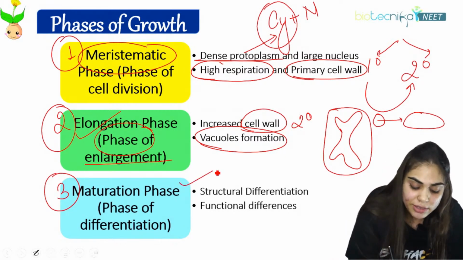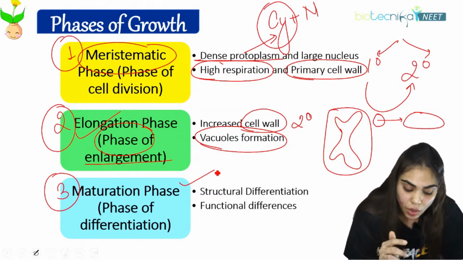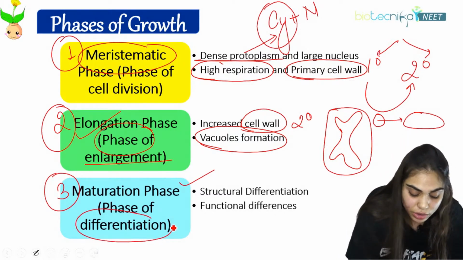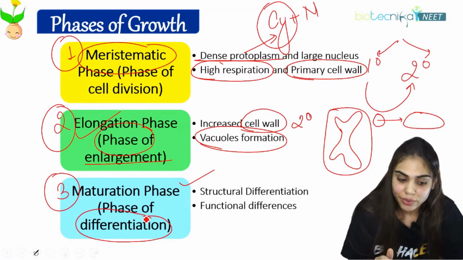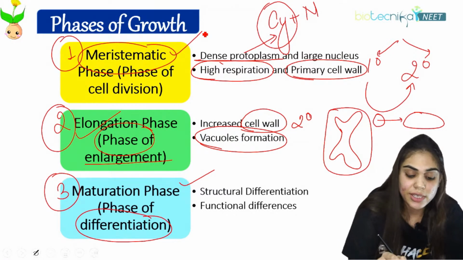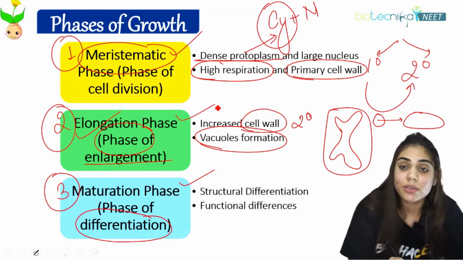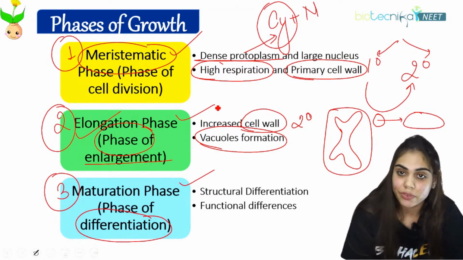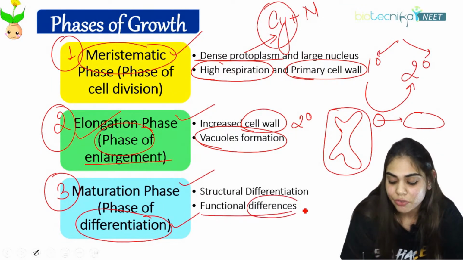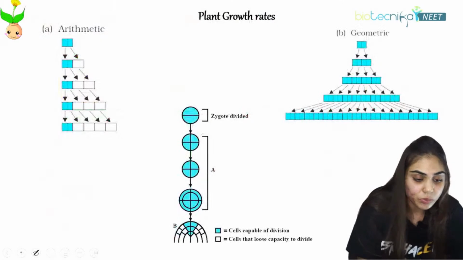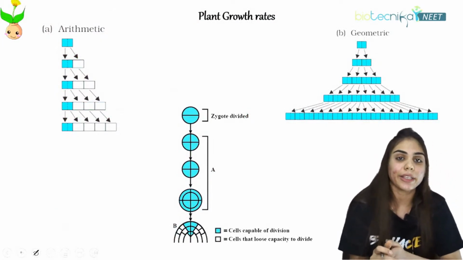Now the third phase is called the maturation phase, also called the phase of differentiation. Now, if the cell has attained all its structural differences with the help of the meristematic phase as well as the elongation phase, that's the time it will enter the maturation phase, where it will differentiate and gain all its functional differences or implications. Now, there are two types of plant growth rates.